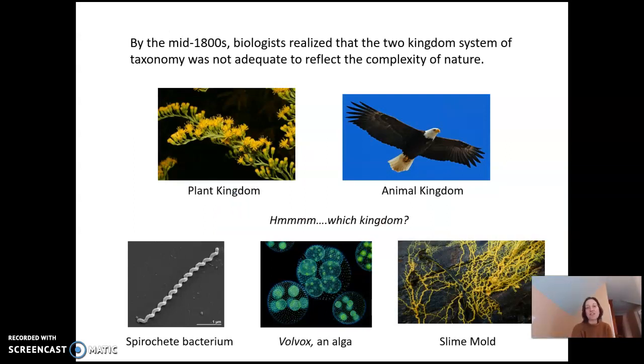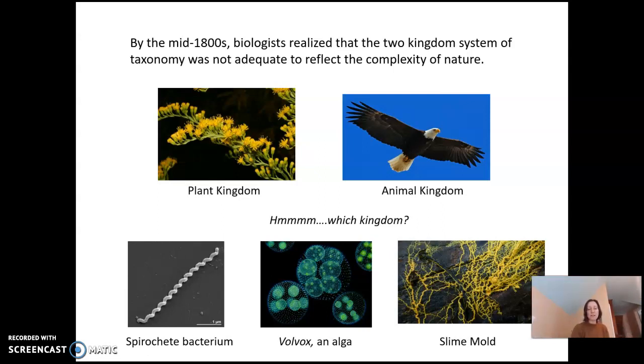By the mid-1800s, biologists realized that the two-kingdom system wasn't right. It didn't really reflect all the complexity that we see. There are some things that are easy to look at. Plants and animals. We've got goldenrod in the picture on the left, a bald eagle on the right. They clearly fit into our idea of what a plant and an animal are.